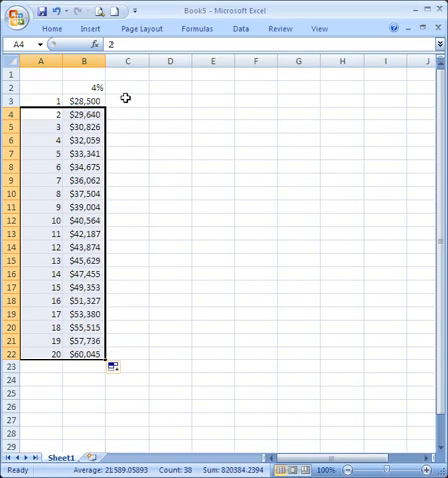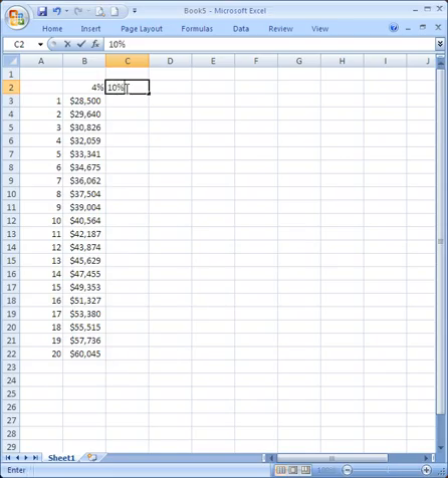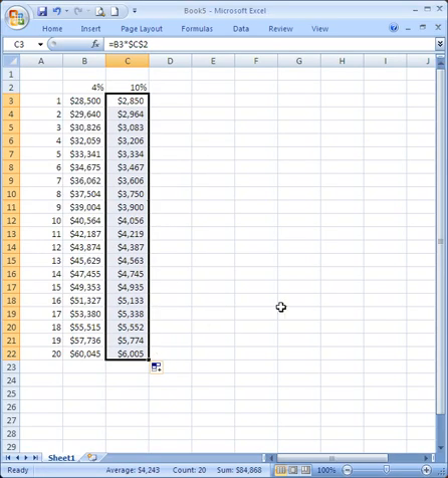Here's our salary over 20 years. Each year we'll be depositing 10% of it at the beginning of the year. We take each salary amount and find 10% of it. So here are our deposits each year for the 20 years.